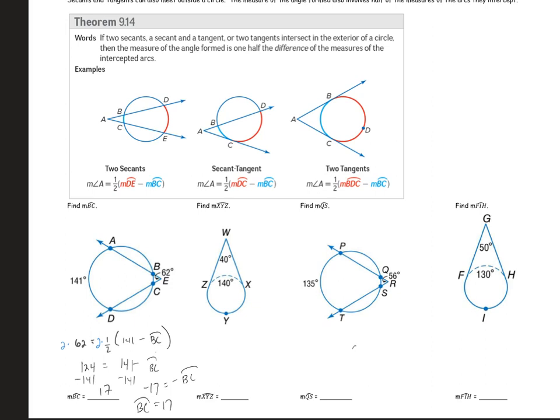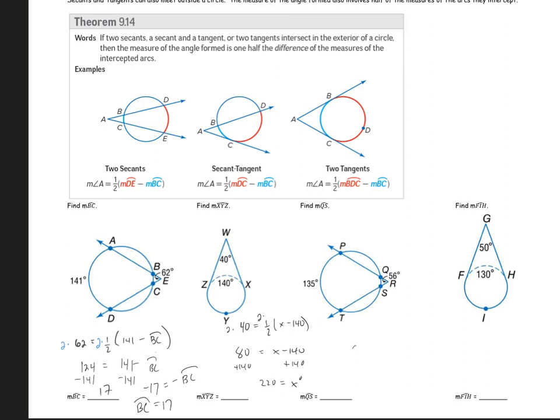Moving on to the next example. This one, they want me to find arc XYZ, so they want me to find the big arc. So I'm going to say that 40 is equal to 1/2 the big arc, unknown. I'm going to call that X, minus 140 the small arc. So here you times both sides by 2. 80 equals X minus 140. I'm going to add the 140 this time. And we get that 220 is equal to X.